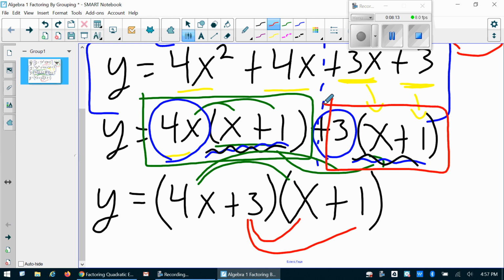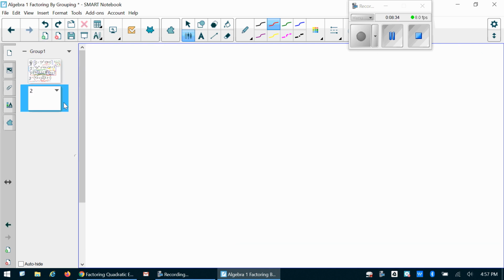Okay, I know I'm using a lot of colors, but I hope you're seeing that. That's why these two steps result in equivalent expressions, it's the distributive property in reverse. Okay, so this is your final answer for number 1. Okay. Example 2.